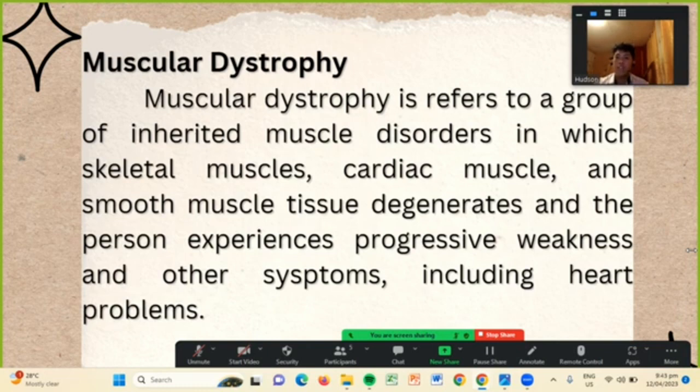Muscular dystrophy refers to a group of inherited muscle disorders in which skeletal muscle, cardiac muscle, and smooth muscle tissue degenerate, and the person experiences progressive weakness and other symptoms, including heart problems. Ang muscle dystrophy kay kuan, siya kay mga muscle disorders nya kuan mo degenerates atong mga tissues and maka-experience ta og weaknesses o mga symptoms of heart problems. Next.